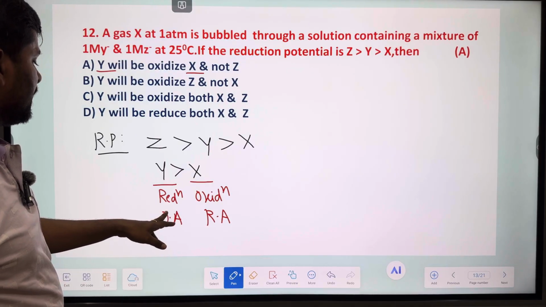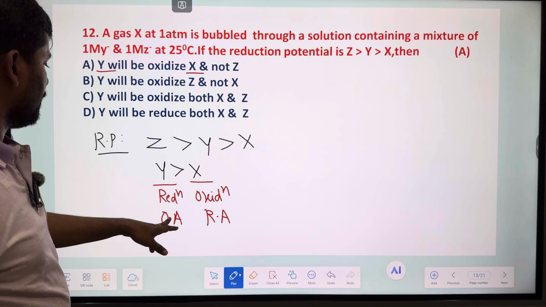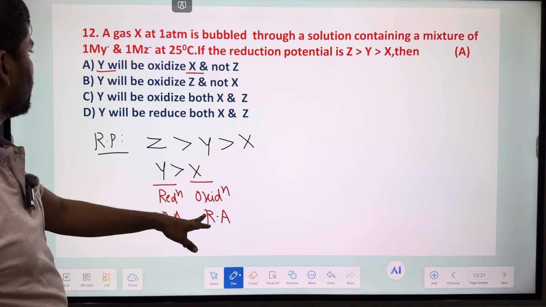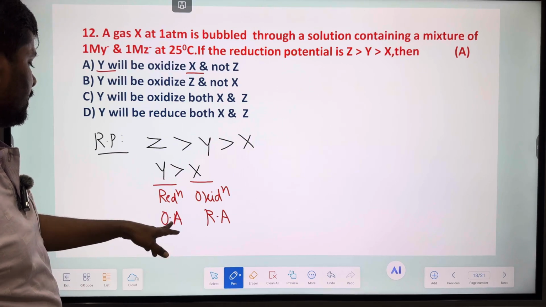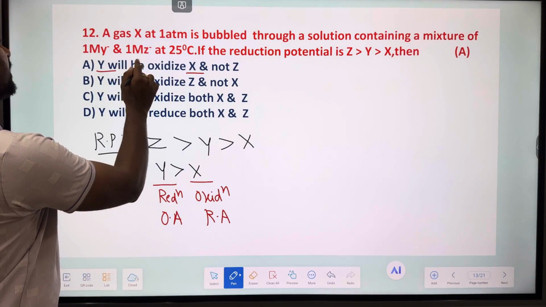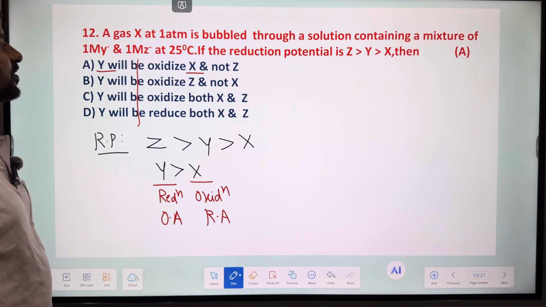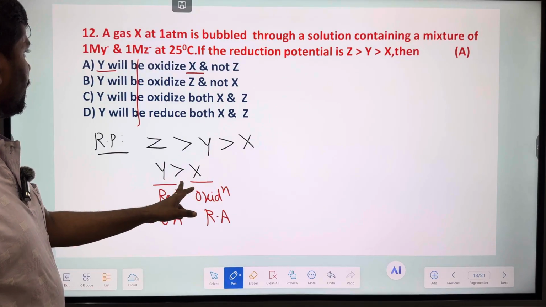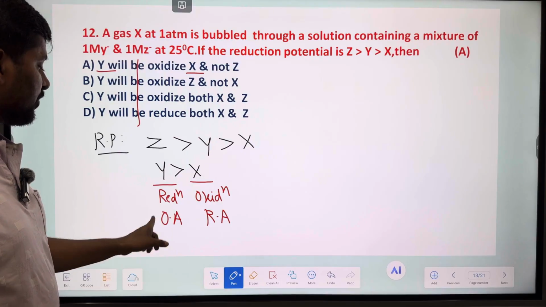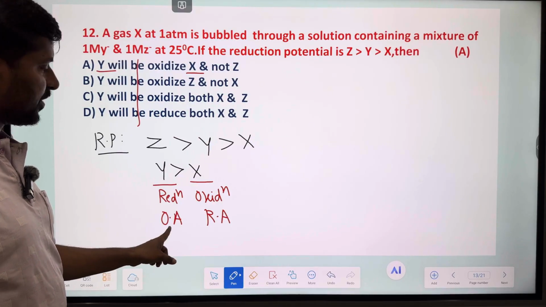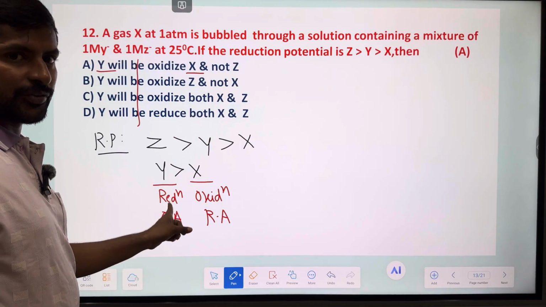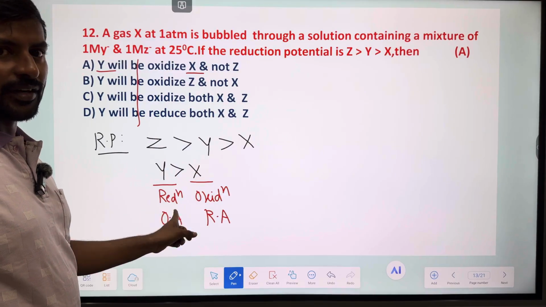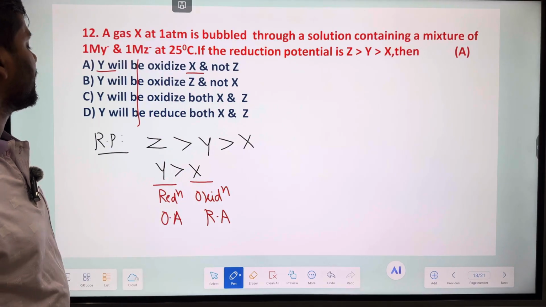Y will be oxidized by X, maybe. Y will oxidize X, and also Y will oxidize X and not Z. Whether Y will oxidize X or not: yes, it is an oxidizing agent. Y is an oxidizing agent, it participates in the reduction, so it can oxidize X, right?